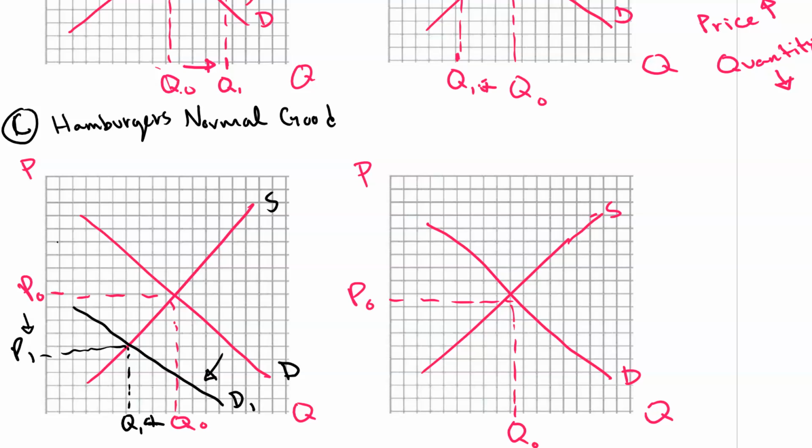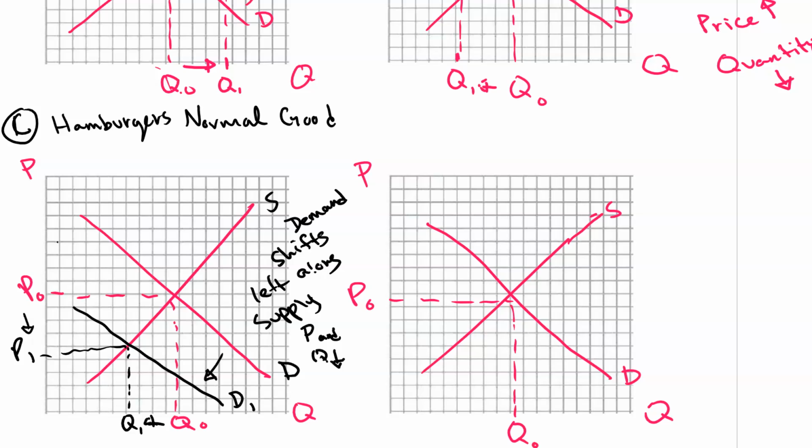So this would be demand shifts left, along supply, and then our price and our quantity both decrease.